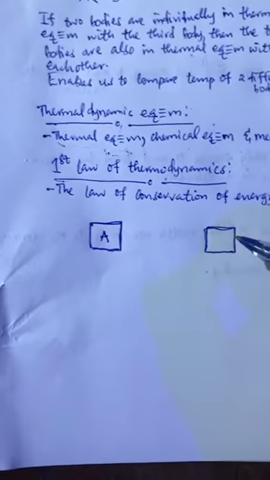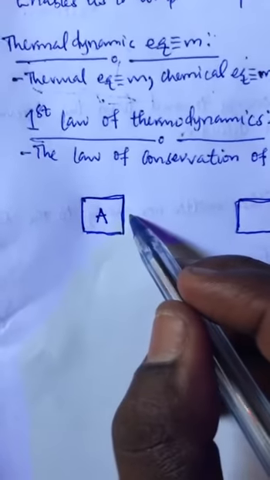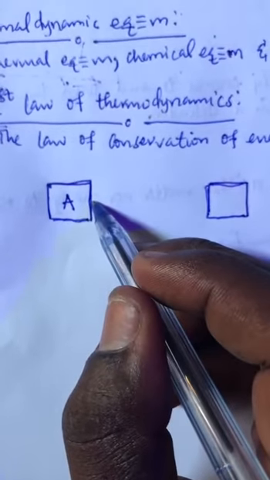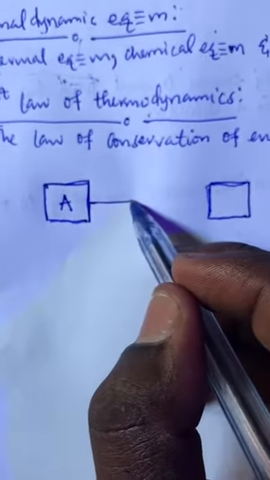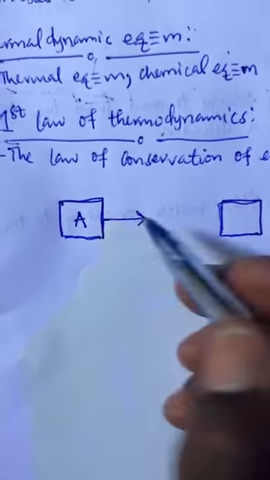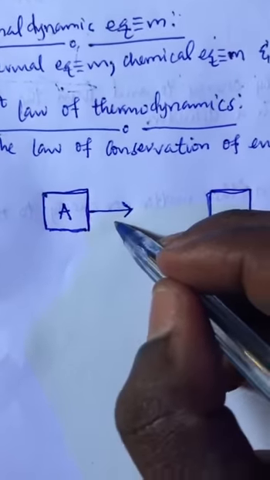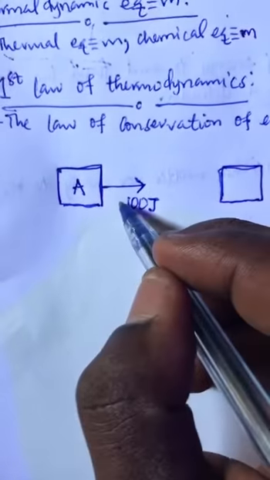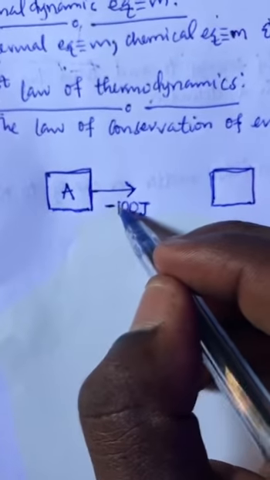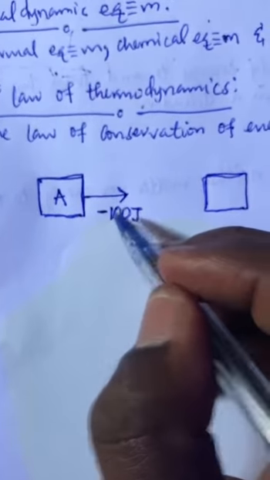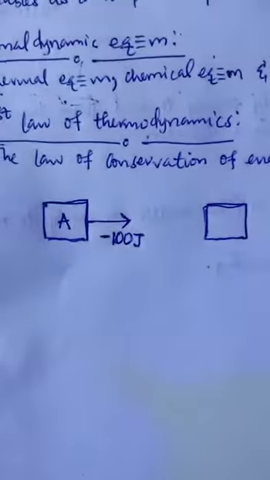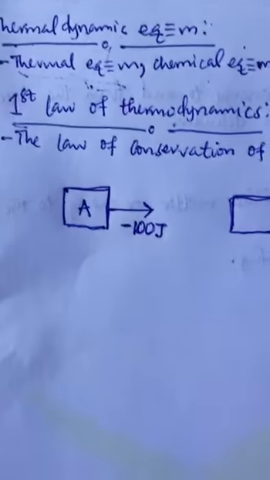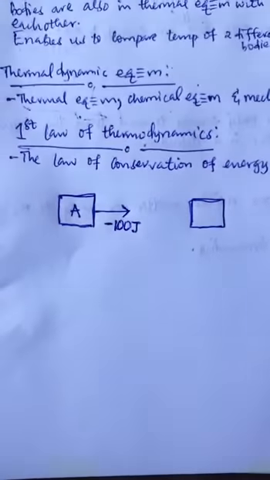So we are saying that this system, let me say, is going to lose heat. So it is going to lose, let me say, 100 joules of energy. That means it is losing, so give it a negative as it is losing energy.